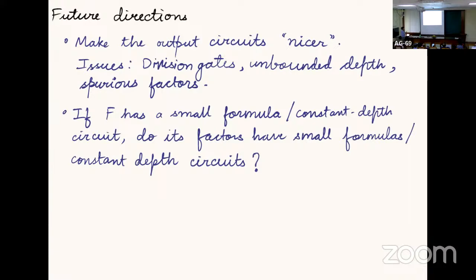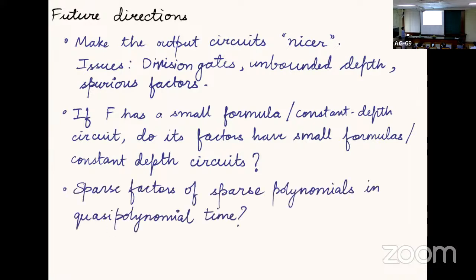It's true for small polynomial size circuits in general. In fact, you have an algorithm from Kaltofen and so on. But for formulas or constant depth circuits, we don't even know the closure result, which means if a polynomial has a small formula or a constant depth circuit, do its factors also have small formulas or constant depth circuits? Small meaning polynomial size, and so on. We don't know this. And similarly, in the setting of sparse polynomials, which means number of monomials is polynomial size.